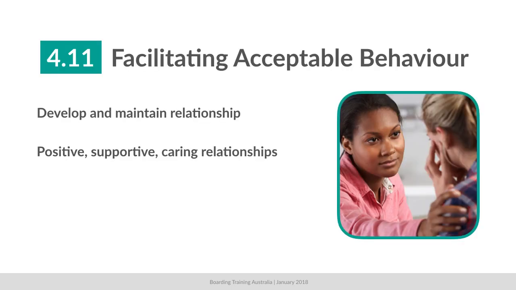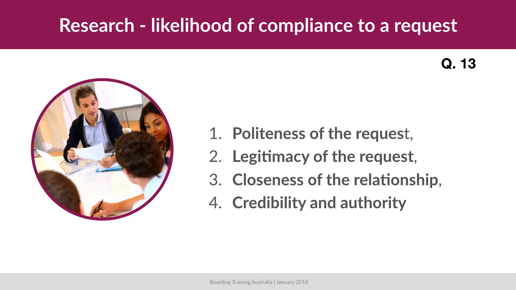All right, this next section is about facilitating acceptable behaviour. How do we get acceptable behaviour? So there's been some research done, and it says the likelihood of a student complying to a request relies on this. The politeness of the request. Is the request legitimate? Is the closeness of the relationship, and credibility and authority.